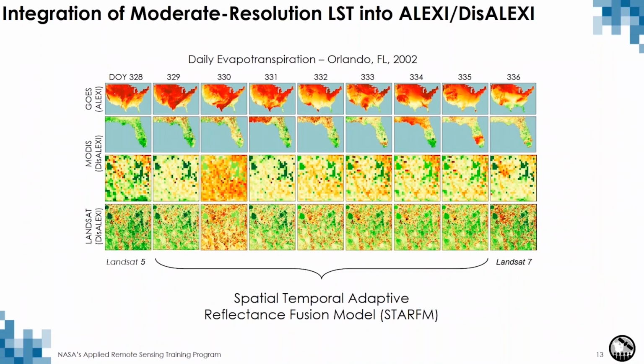So what our team has really focused on is finding ways to integrate moderate resolution into our modeling system. What you see here on day 328 and day 336, we had 2 Landsat overpasses. Then, deriving relationships between MODIS and Landsat, we were able to fill in the 30 meter ET based on the MODIS overpass on those other days, giving us a full daily estimation of field scale evapotranspiration.